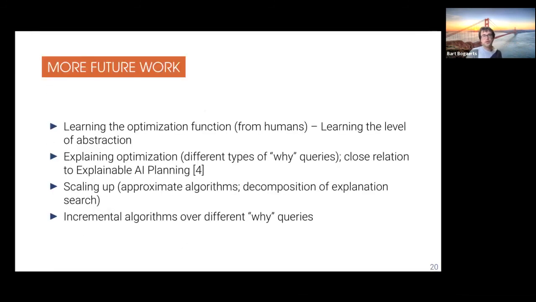And there's more future work in the pipeline. For instance, as I mentioned already, we would like to, at a certain point, learn the optimization function, namely by doing experiments with humans, figure out what they find an easy to understand explanation, or at which level of abstraction they would like to see an explanation. We would also like to explain not just derivations, but different types of why queries. So why is this the optimal solution? Why does this specific thing hold in all optimal solutions? Maybe.